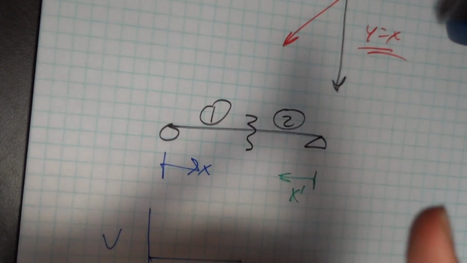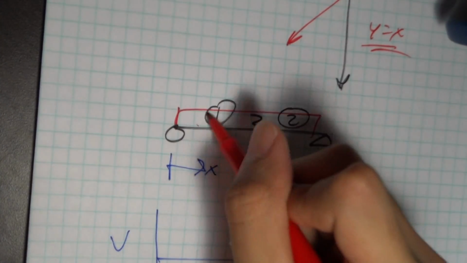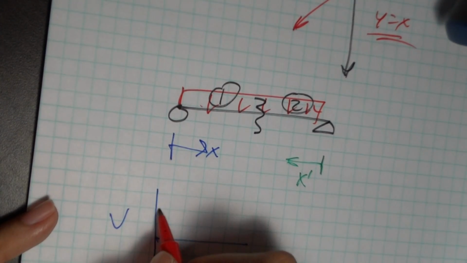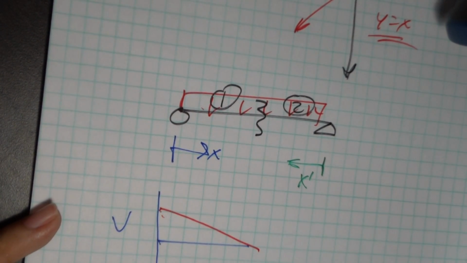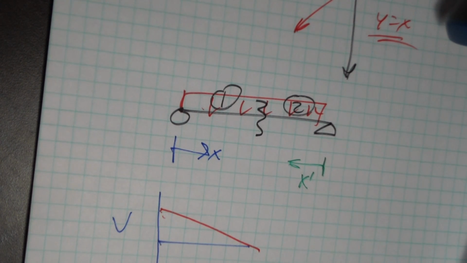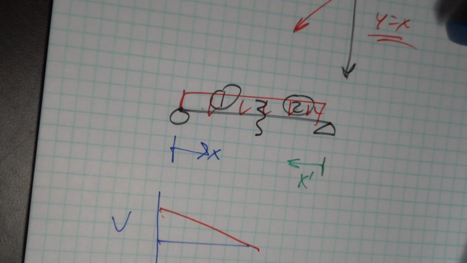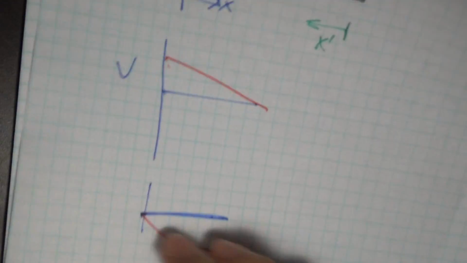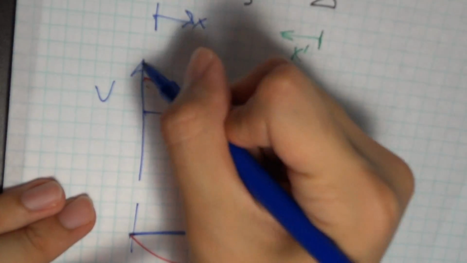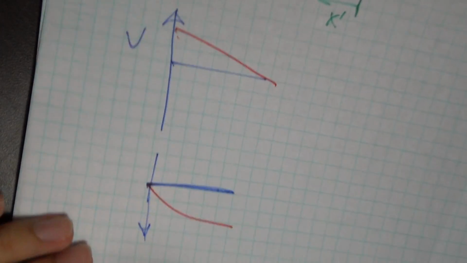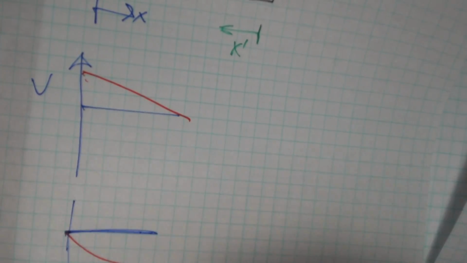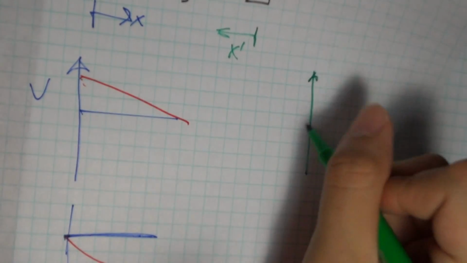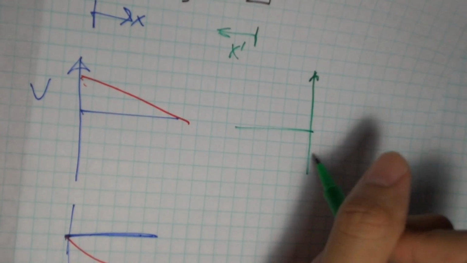Let's pretend that I have a distributed load on here also. I should have drawn that earlier, but let's pretend that I have a distributed load. My shear is going to be something like this. My moment is going to be something like this. And this is if my positive shear is going upwards and my negative moment is going downwards. Over here, I get something that looks like this.